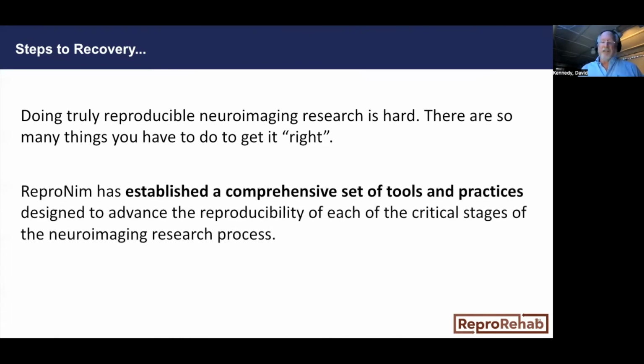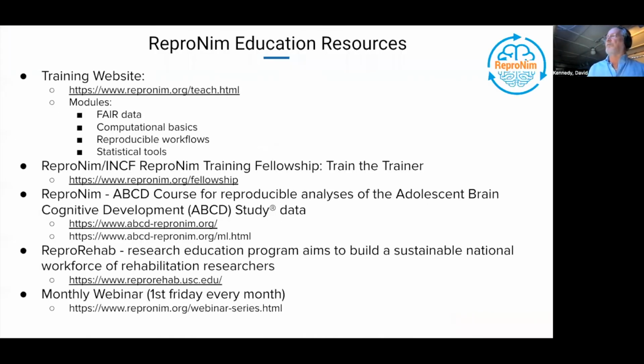And again, there are a lot of things going on, a lot of different tools, a lot of different concepts. So fortunately, we all have these programs, ReproRehab and others that are being worked on, to help increase the skills of all of us in doing research more efficiently.